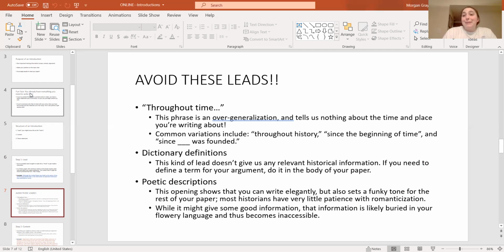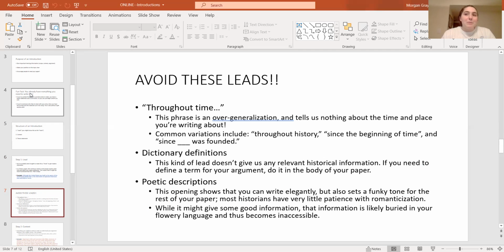Dictionary definitions, please don't. It doesn't give us relevant historical information, and it's fairly elementary. Even when I was teaching English composition courses, I didn't like it there either because it's fairly rudimentary. Surely there is something else interesting that you can say to start your paper.